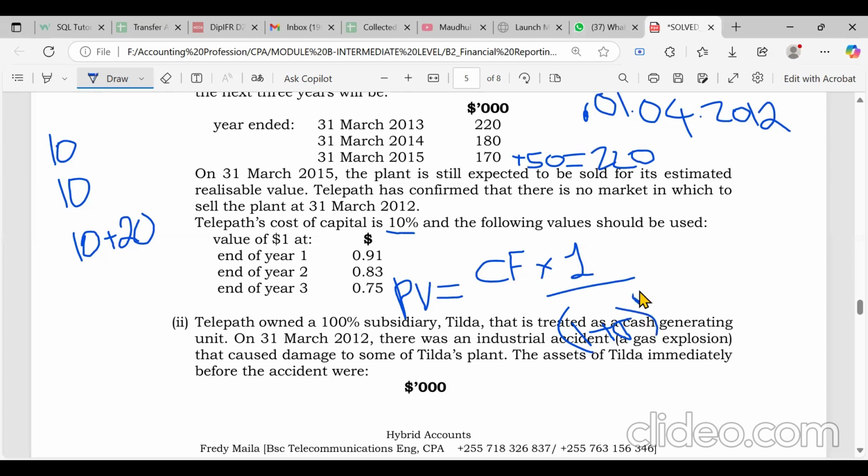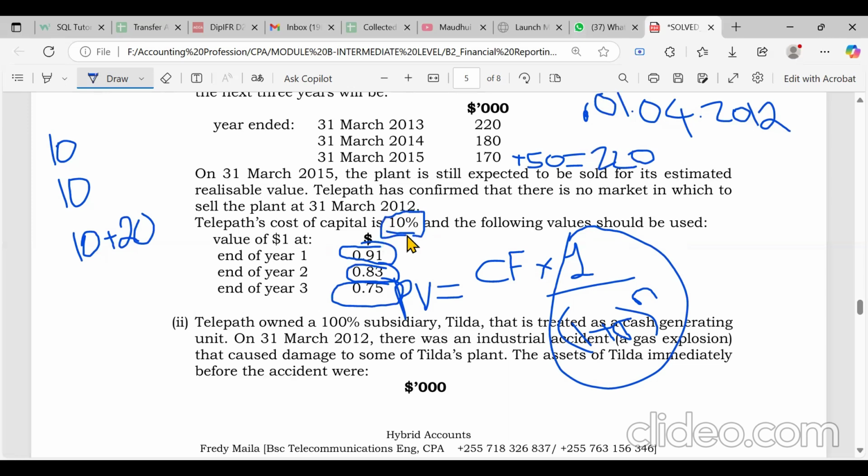Now sometimes in an exam, you take this figure, 1 over 1 plus R power n. You put here that 10% equals 0.1, and then you put the n here. If you put n equals 1 and you put the R, you would get this figure. If you put n equals 2, you get this figure. And if n equals 3, you would get this figure, you see. So be careful. Even here, they just made it easy for you. They shouldn't even provide this.